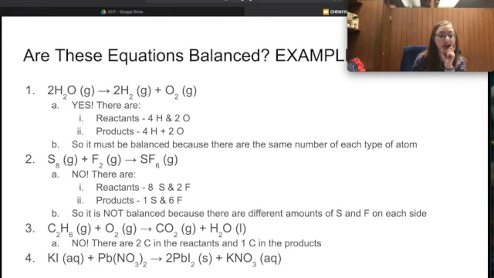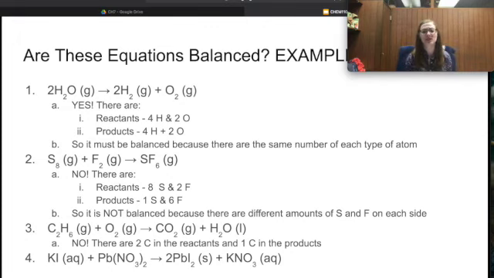Number 4 says potassium iodide reacts with lead 2 nitrate to make lead 2 iodide and potassium nitrate. So if I'm looking at that potassium first, the K, and I find K on both sides, I've got 1 potassium on both sides. I'll keep going. I look at the iodine. I see I have 1 iodine in the reactants, and I have 4 in the products.